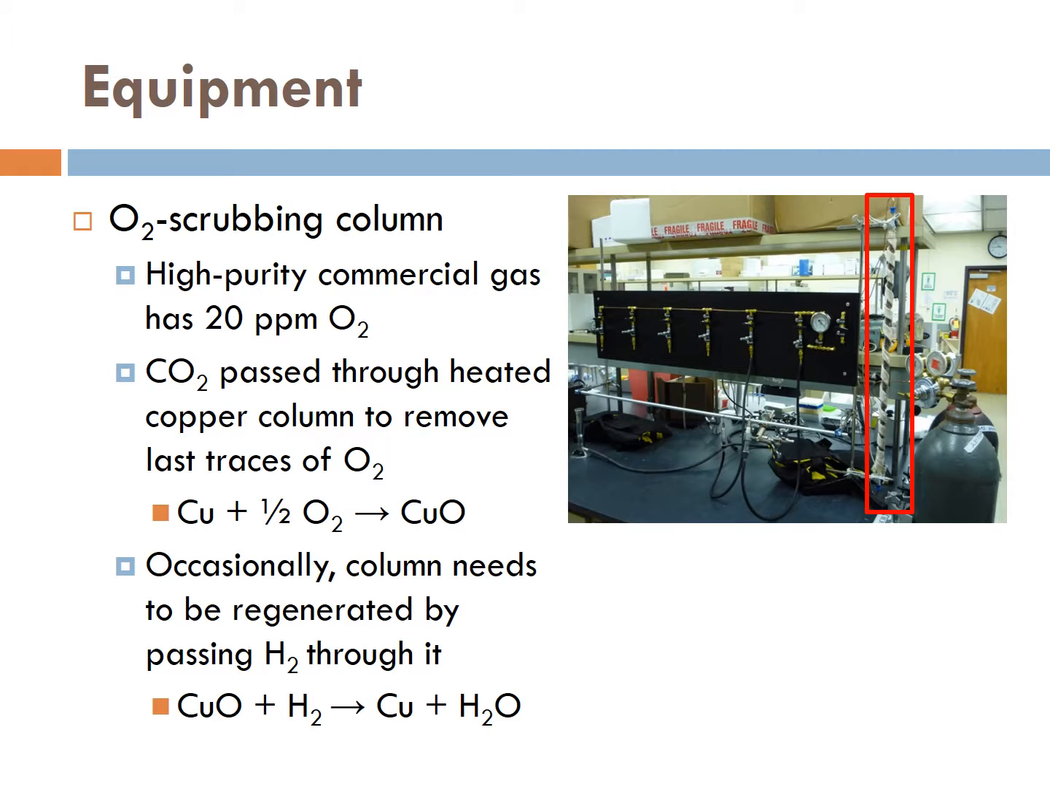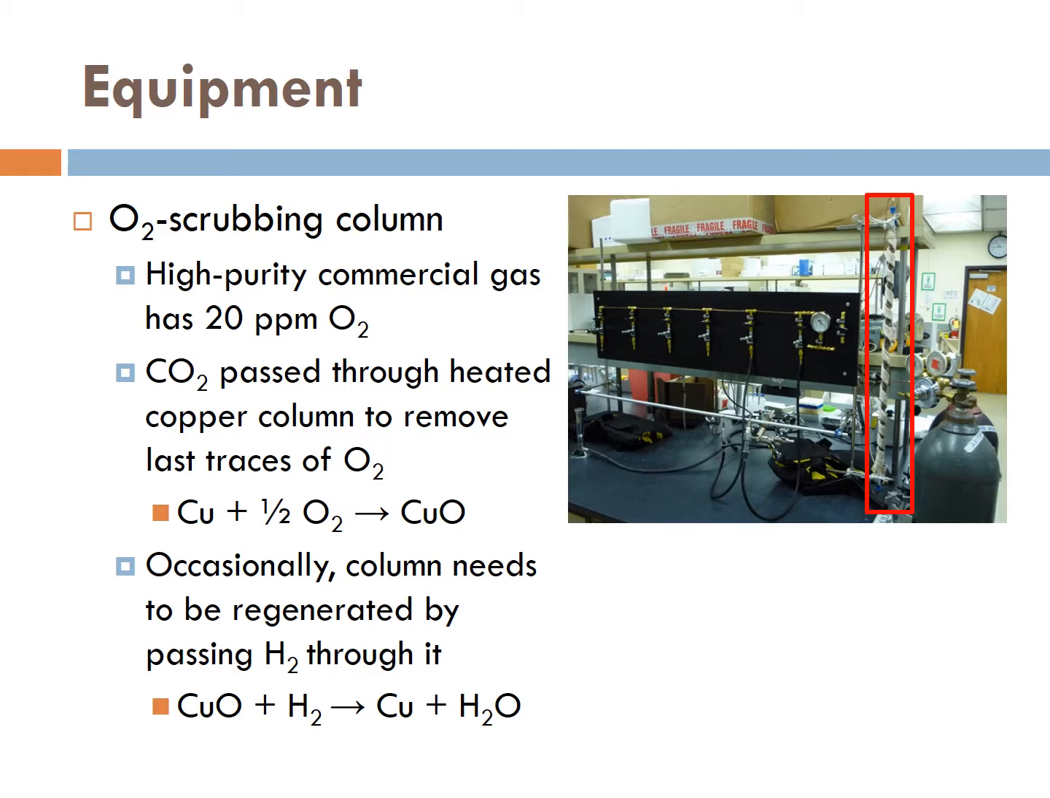The oxygen scrubbing column contains copper and it's heated. The CO2 is passed through this heated copper to remove the last traces of oxygen. You can see in the equation that copper from the column combines with oxygen to form copper oxide. With the oxygen now removed, the CO2 is ready for anaerobic culture.